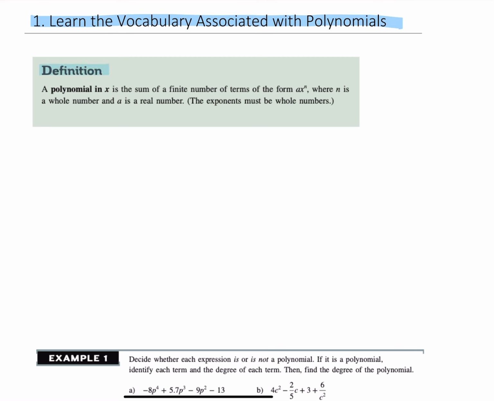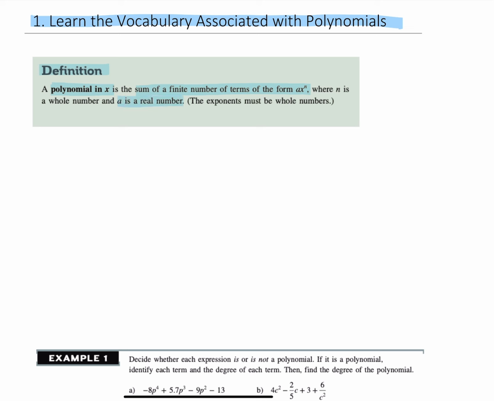The textbook gives us this definition. They say a polynomial in x. When they say that, they mean that x is our variable. It could be any variable we want. So a polynomial in x is the sum of a finite number of terms of the form a times x to some power n, where n is a whole number, meaning the exponent is not negative, it's some whole positive number, and a is a real number, meaning it's not imaginary.